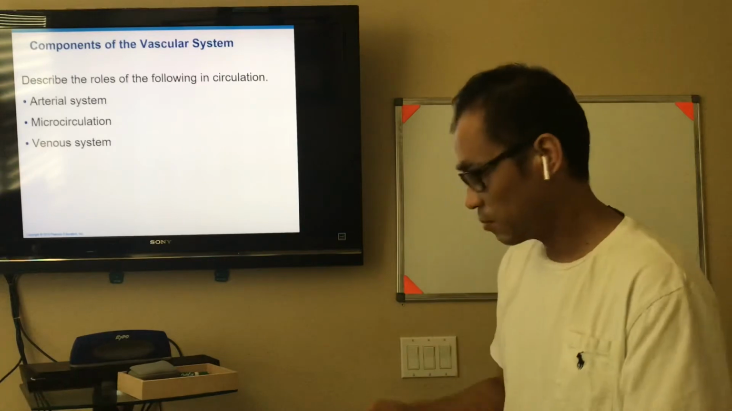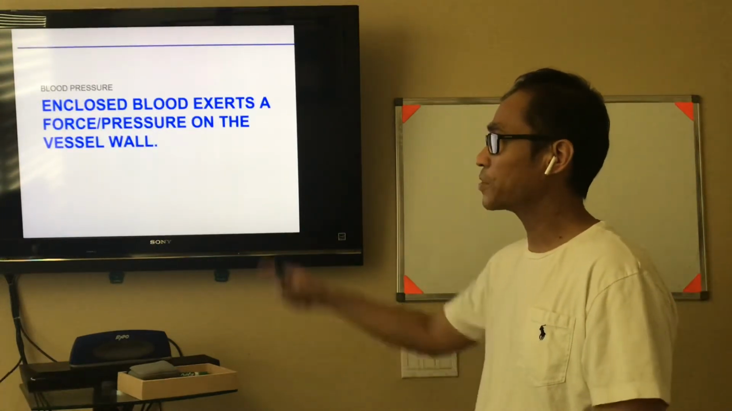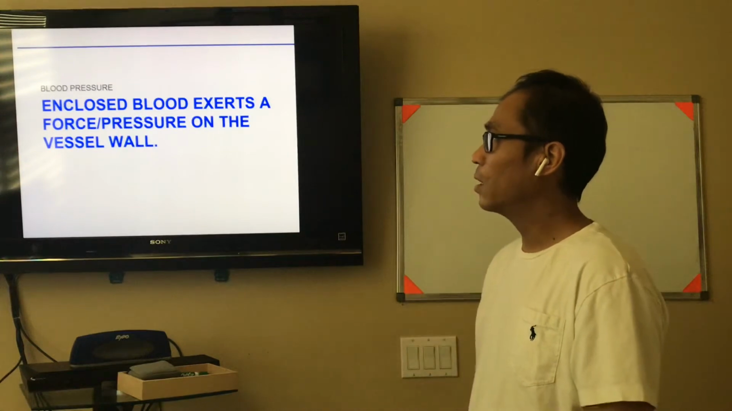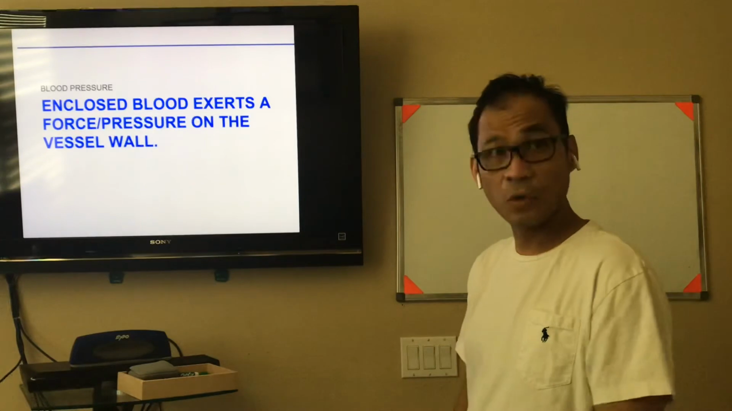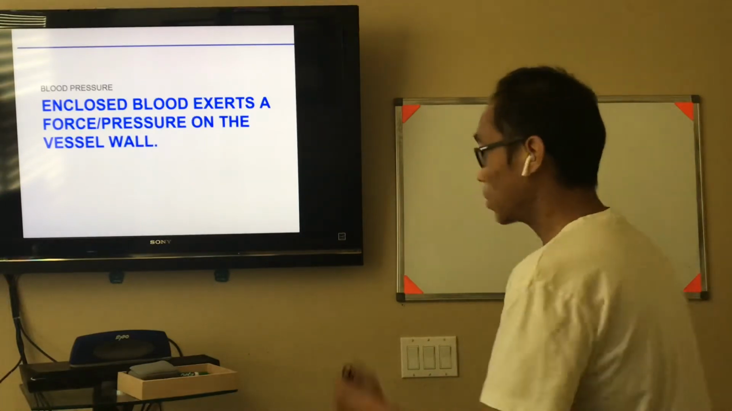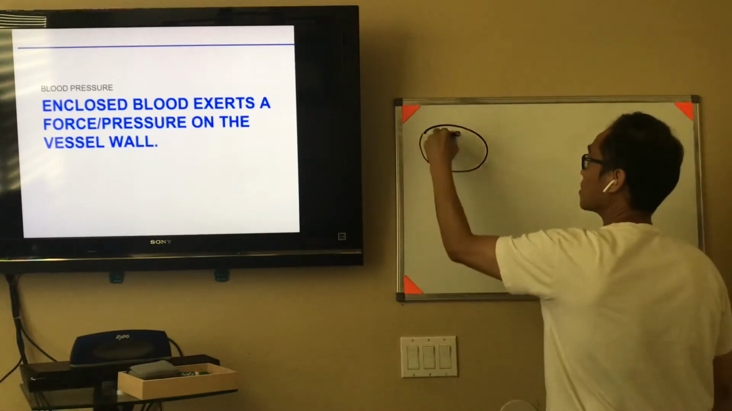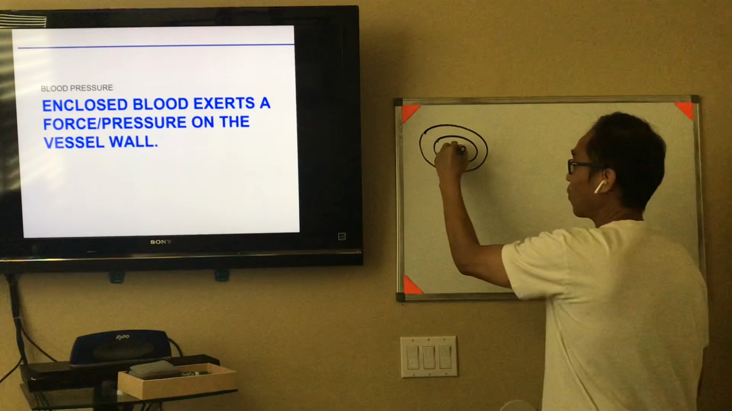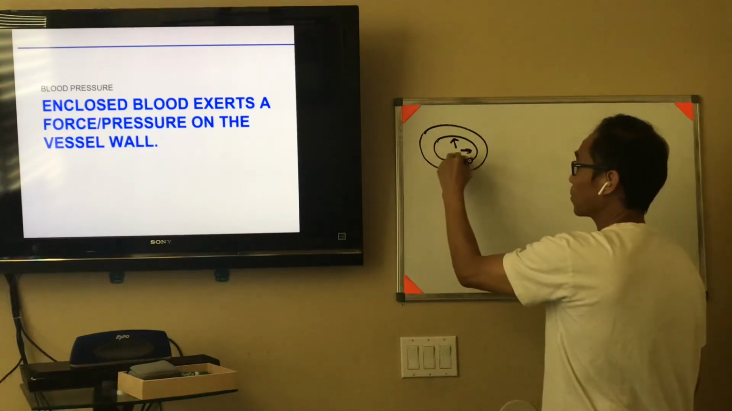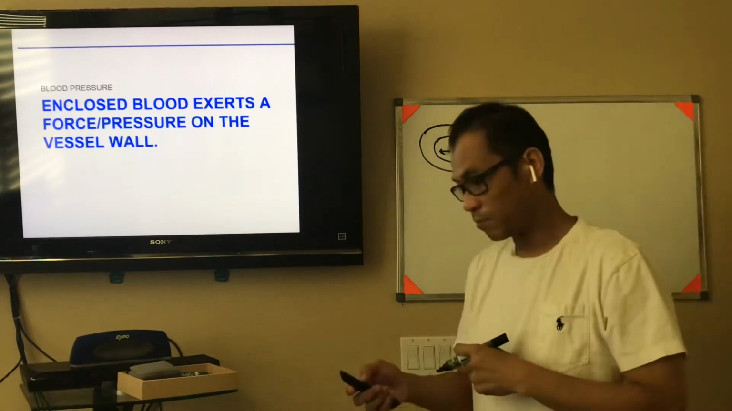All right, so moving on to the physiology of blood pressure, understand that it's simply referring to enclosed blood exerting a force or pressure on the vessel wall. If you look at a cross section of any blood vessel, there's blood inside of there, and it's pushing on the wall, exerting a pressure. And that pressure is what keeps blood flowing.